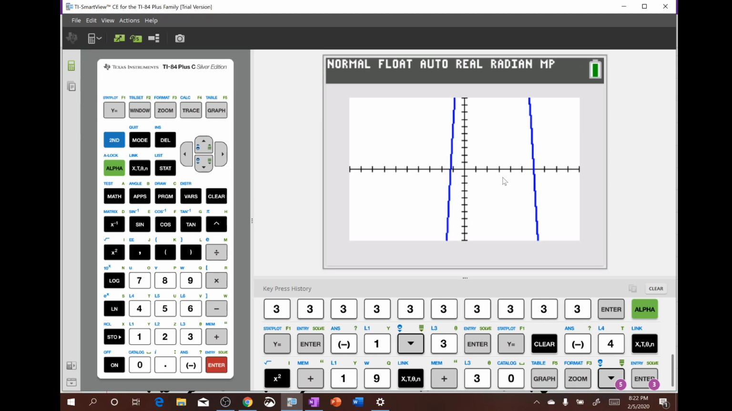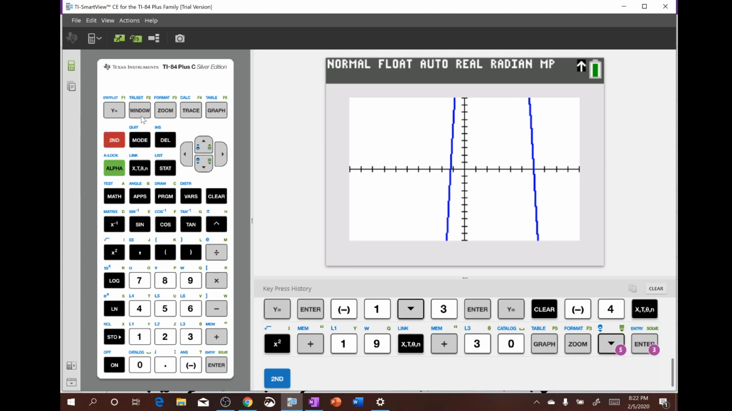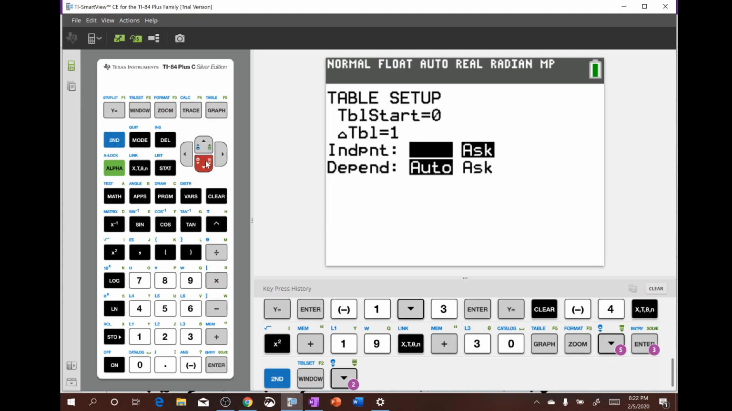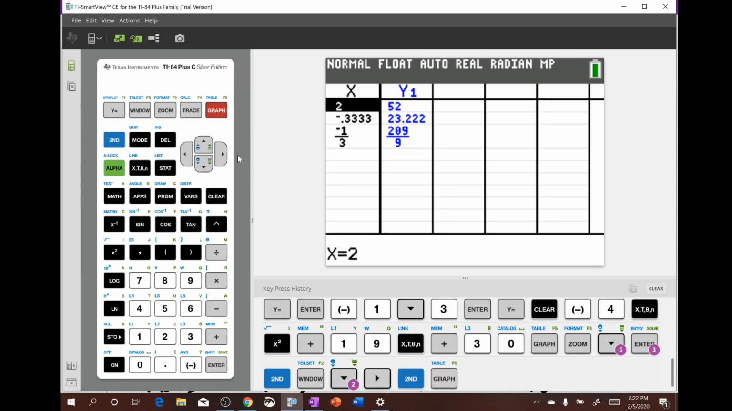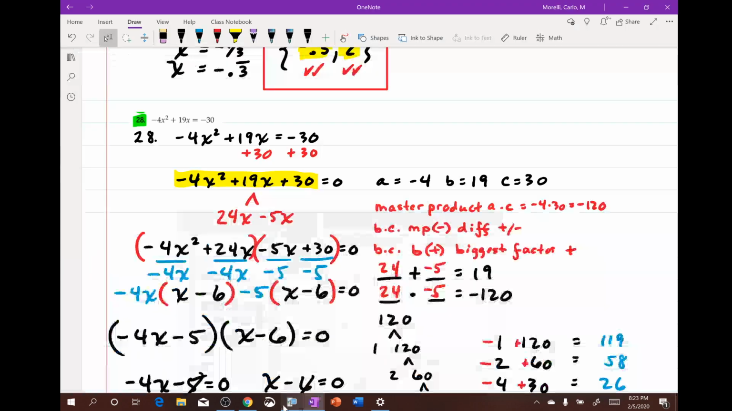Okay, so there's my two cross points. Now look, we could just go ahead and check our answers by hitting second window. Make sure we've set independent from auto to ask. Then hit second graph. Oh, clear this stuff out. Let me just go down here, and then let's type in what we think the answers are.